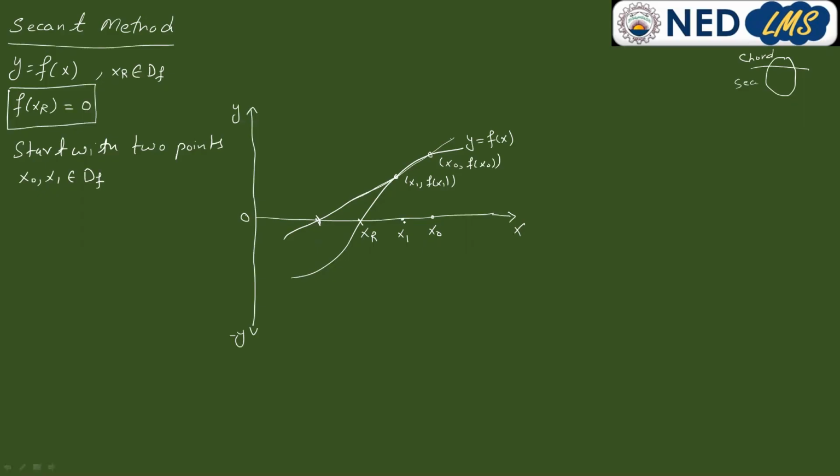So I selected x0 and x1 randomly. Here there is no condition of a derivative, but the conditions suggest that the root must exist and x0 and x1 are defined. So obviously we are dealing with the domain. I already told you it belongs to the domain.